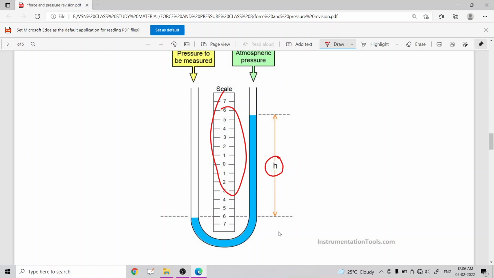If you find h, then simply put it in the equation P = h rho g. Here h is the height, rho is the density of the liquid used in the manometer, and g is the acceleration due to gravity. Using this relation you can easily find the pressure that is to be measured.